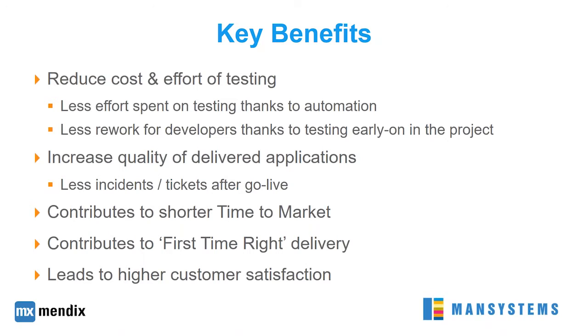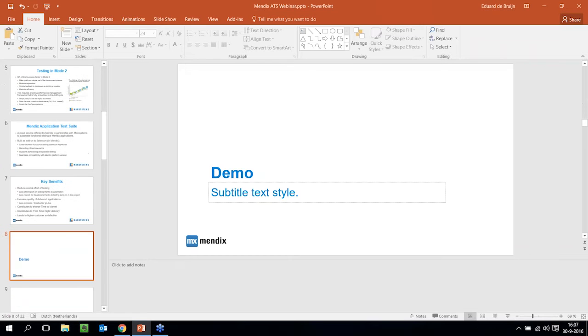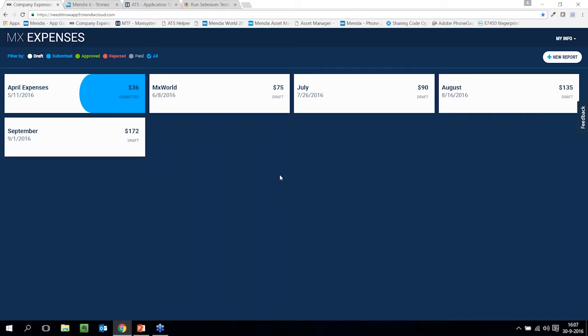And of course, if you can automate that and you reduce your cost and you reduce the effort, it can also contribute to your shorter time to market and your first time right delivery of your applications. So this is just a quick introduction on the ATS, why it's been built, what it is, and what it can actually do for you. But the best way to talk about it is more or less to show this demonstration of the tool, so you get a much better feeling of what it can do.